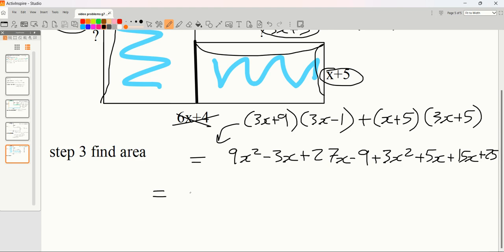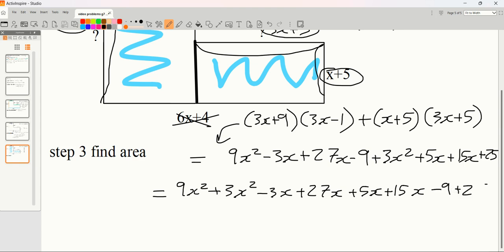Now, we just need to find our like terms and do the correct addition and subtraction operations. 9x squared is here, and I find the other x squared, which is 3x squared. Then I do minus 3x. I'm just writing all of my terms in terms of x, so minus 3x plus 27x, as well as 5x and 15x. Lastly, I take my constants, which are minus 9 plus 25, and I need to now reduce, which means I need to combine the like terms.